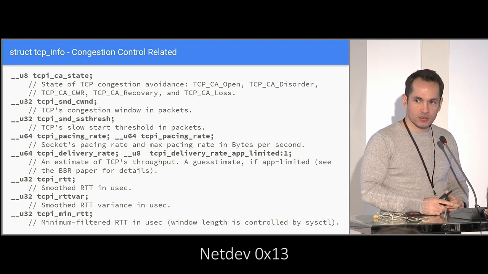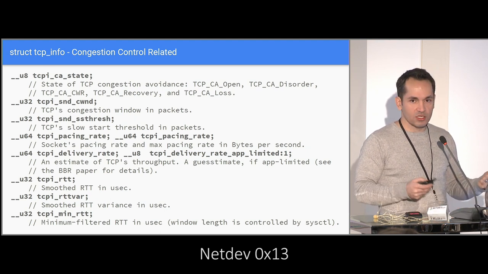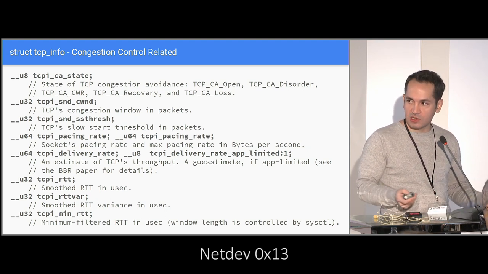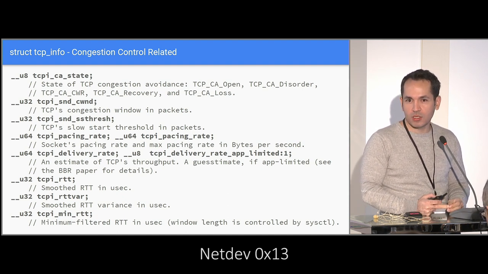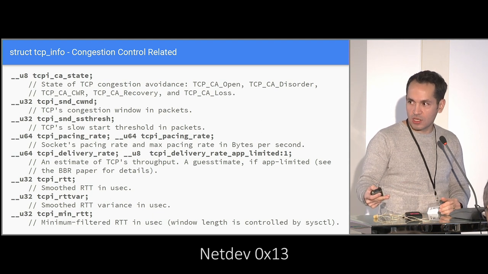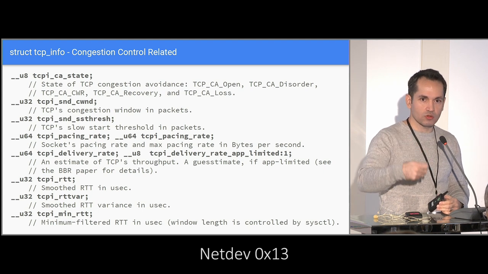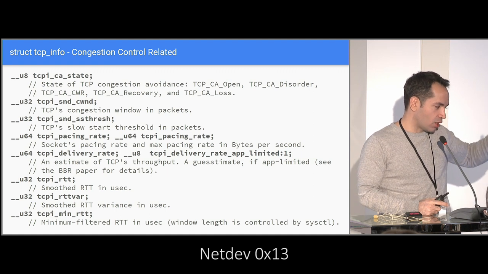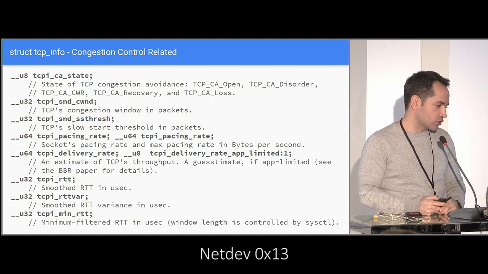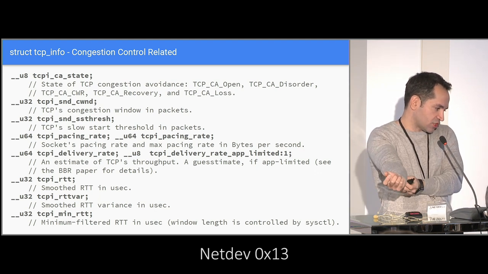TCP also has two RTTs currently in the structure. One is smooth RTT, in microseconds. Smooth RTT is the weighted average of RTT samples you get. It can be very, very misleading. Why? Because TCP delays acknowledgments. If you're on ping pong traffic, you're always getting delayed acknowledgments and your SRTT can be bloated. So this is usually the upper bound of RTT on a connection. You can also see the RTT variance, which is used for calculating smooth RTT as per RFC.